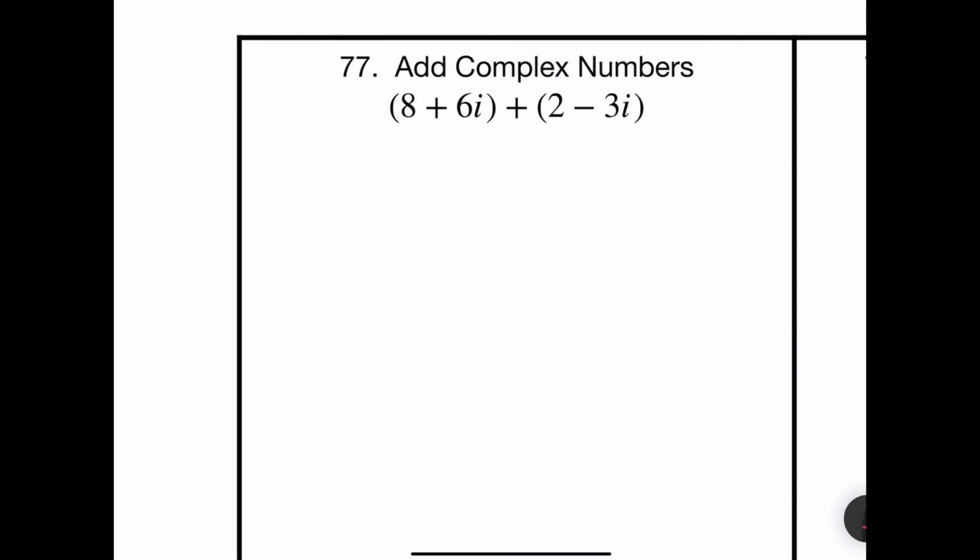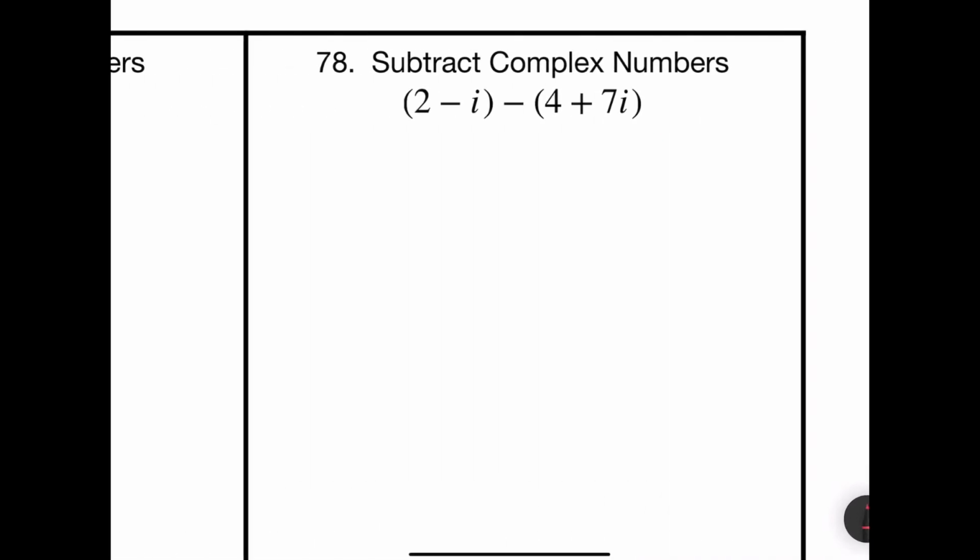Problem number 77 is adding complex numbers. It says (8 plus 6i) plus (2 minus 3i). So again, we have addition or subtraction. It's going to deal with combining like terms. In this case, I can add together my number terms, 8 plus 2, and get 10, and my imaginary products, plus 6i minus 3i would be plus 3i. So the i acts as a like term. It makes that product a like, and so I can combine them. And so my answer would be 10 plus 3i.